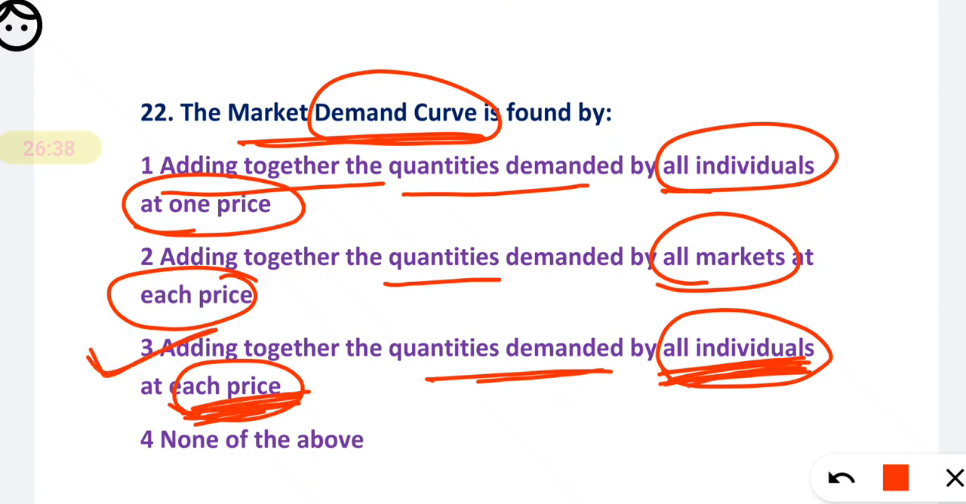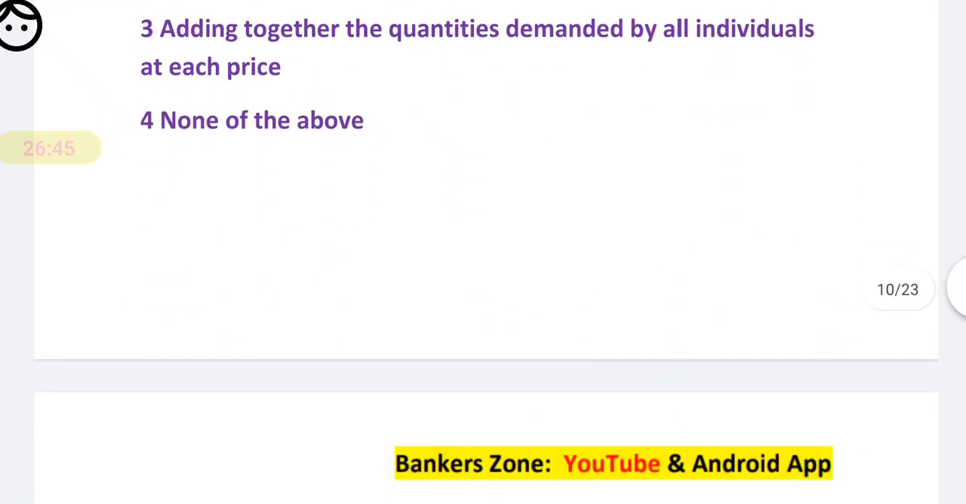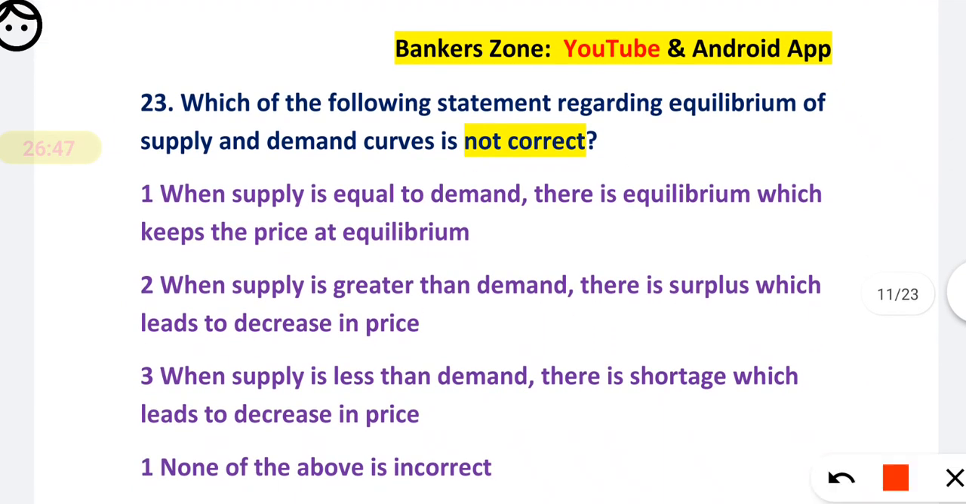So the third option will be the correct answer. We have already discussed this question previously. So now the 23rd question we are going to discuss.